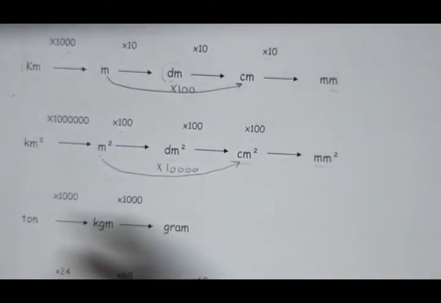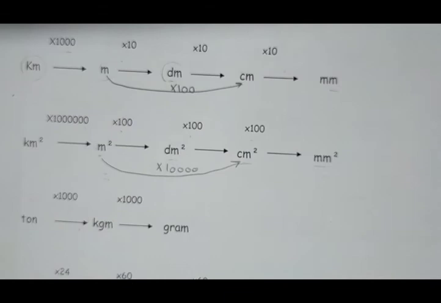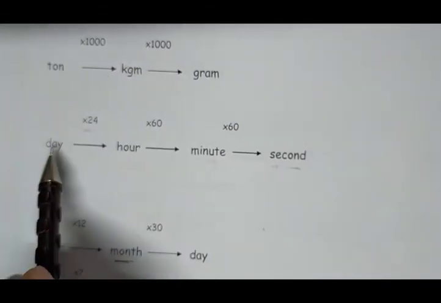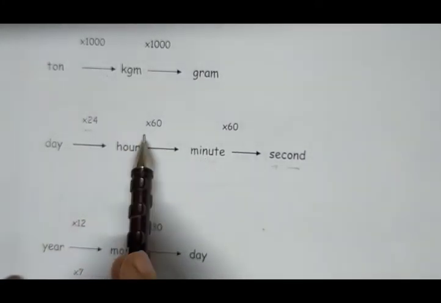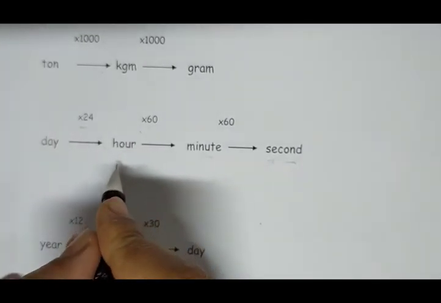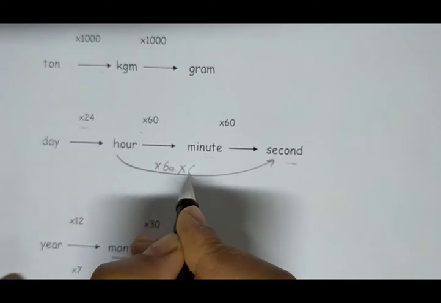If I convert from ton to kilogram, times 1000. From kilogram to gram, times 1000. From day to hour, times 24. From hour to minute, times 60. From minute to second, times 60. To convert directly from hour to second, times 60 times 60 again.